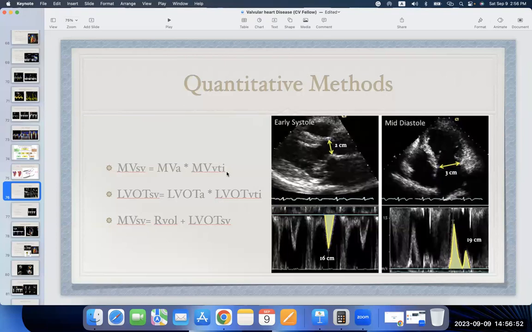Okay, thank you. It's clear. Any other question? Is there any more question? No, here. I have a question. Mitral valve stroke volume has two. That's the same as my question. Oh, this is your question. Okay. Any other question?